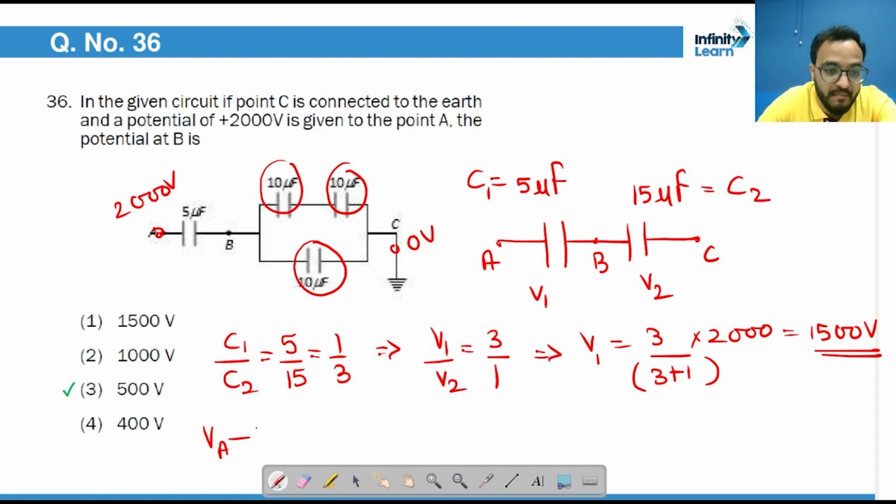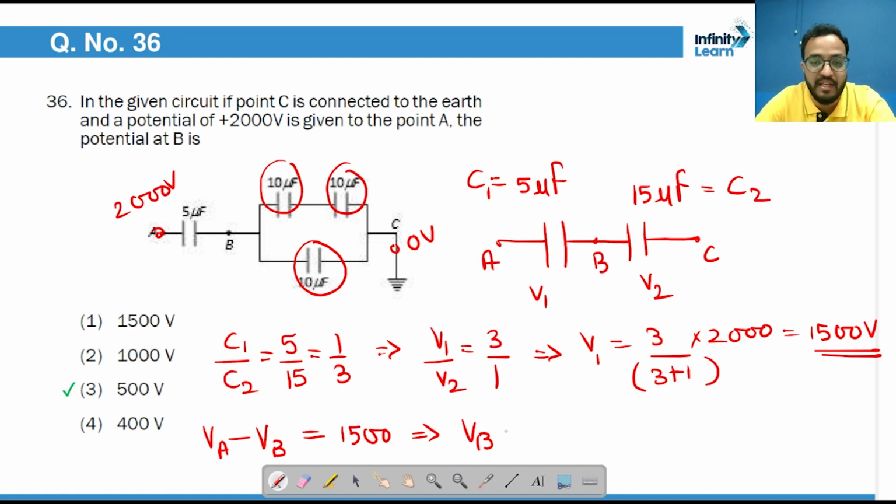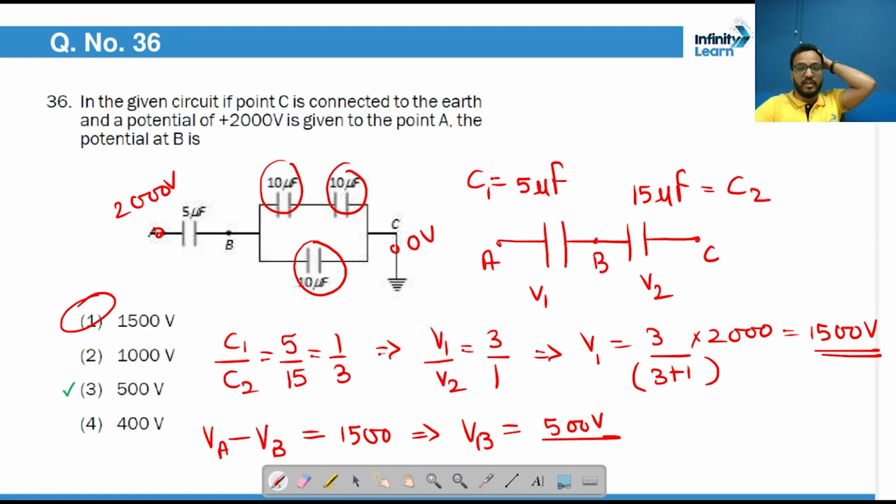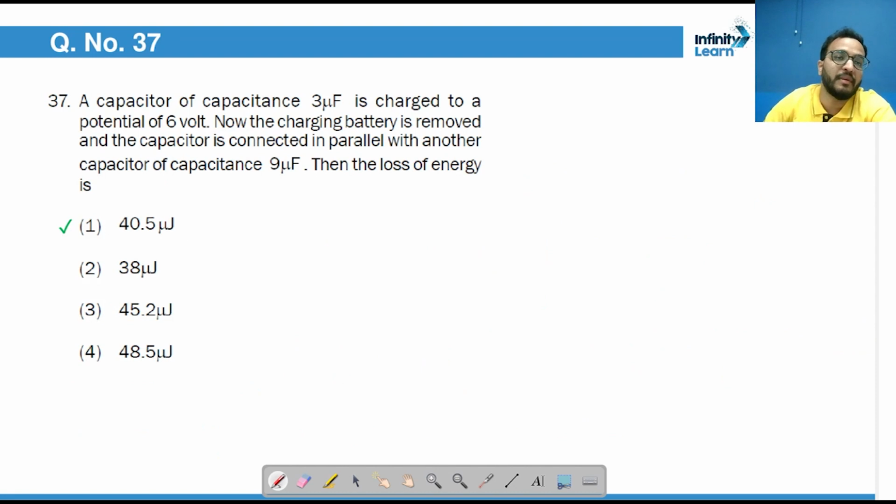What is 1500? VA minus VB is 1500. Please don't get confused. VB is not 1500. VA minus VB is 1500. So what is VB? VA minus 1500, that is 500 volts. Because the very first option they have given is 1500, which is wrong. Any student who does not pay attention to the solution or the question properly might take the first option in the first attempt. So don't make that kind of mistake, because you are not permitted to make these mistakes in examinations. You know the concept, you're doing everything correct, but just because of this silly mistake you're losing your marks.